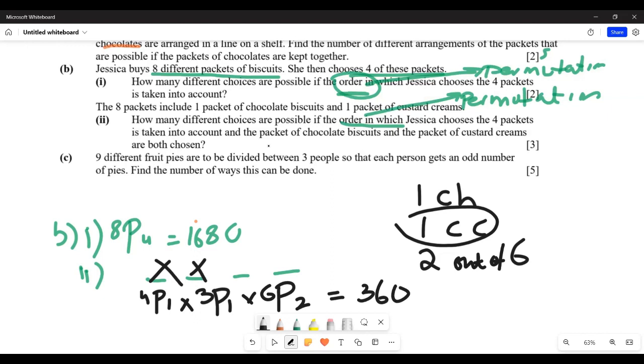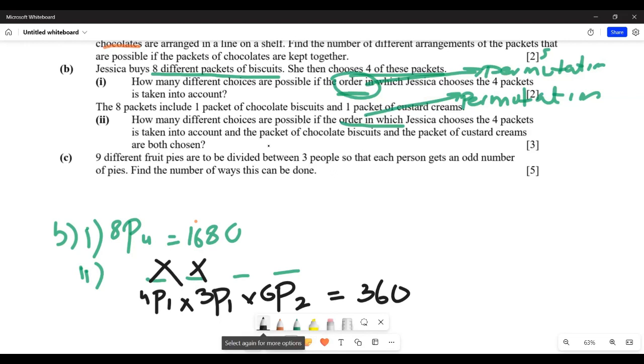Okay, part C. Nine different food pies are to be divided between three people so that each person gets an odd number of pies. Find the number of ways this can be done.